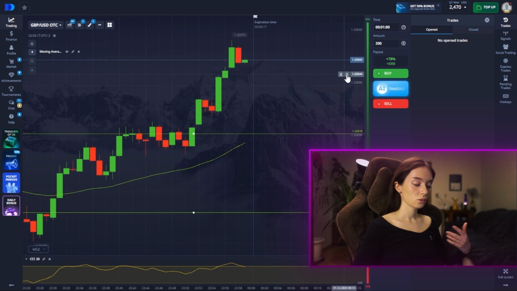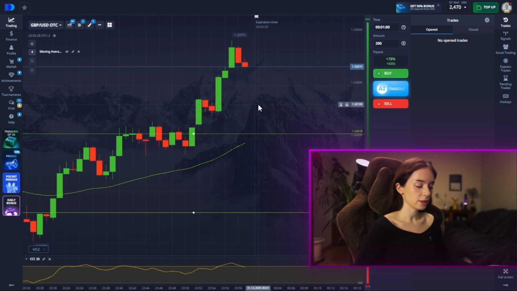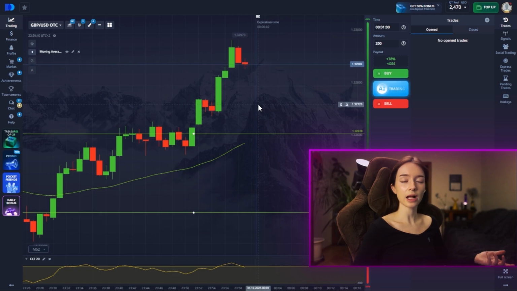So, why does this strategy work? It's not about randomly pressing buy or sell, it's about using a filter. Most people lose money because they trade in chaos, don't understand the trend and enter without confirmation. We do the opposite. Moving average shows us the current market direction. CCI helps to choose the right entry point, avoiding trades in the middle of noise.